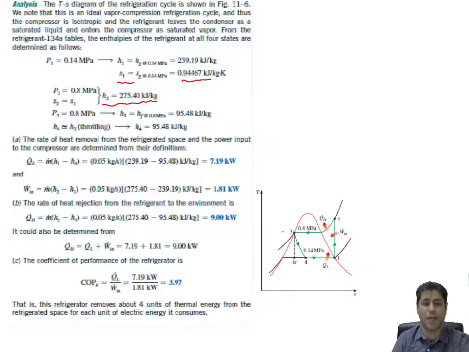For state 3, again, we know that the pressure is 0.8 megapascal. This is one piece of information which we have. The other information, as you can see here and as mentioned earlier, is that this state is on the saturated liquid line. So if we go to the table for saturated refrigerant R-134a, we can find the enthalpy for this pressure, 0.8 megapascal.